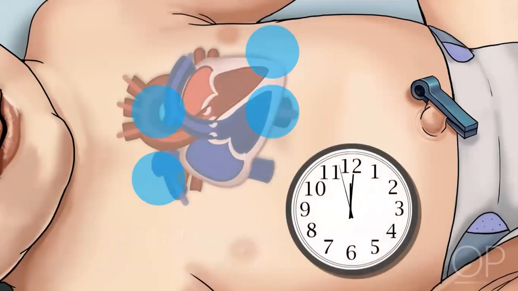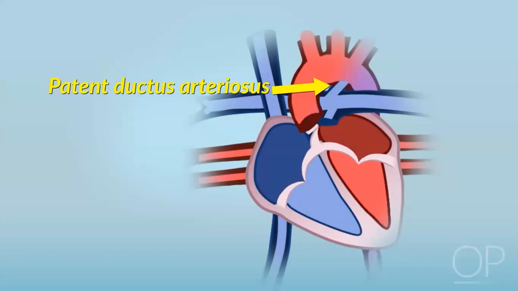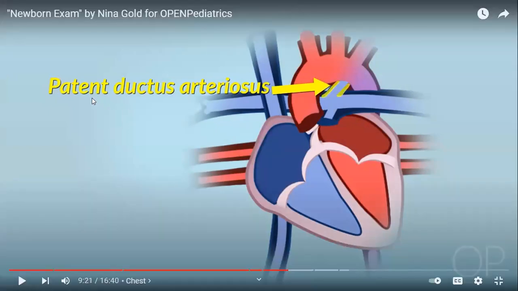You may need to listen for up to a minute before you can clearly make out the sounds of systole and diastole. Many newborns have a continuous machine-like murmur caused by the closing of the patent ductus arteriosus. So you see, it's called patent ductus arteriosus.